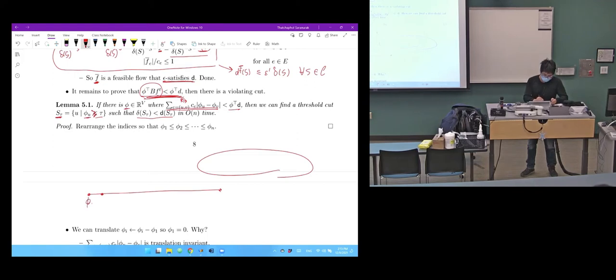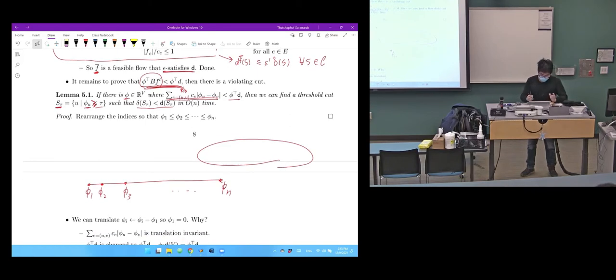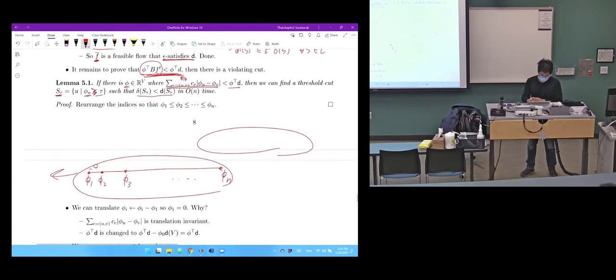The nodes are going to be phi 1, phi 2, phi 3, and so on, up to phi n. The first thing I'm going to do is translate, shift the whole thing so that this is at 0. And I claim that we can do this. The reason is, just look at the two terms here. This thing is translation invariant. You can shift everything, nothing changes.